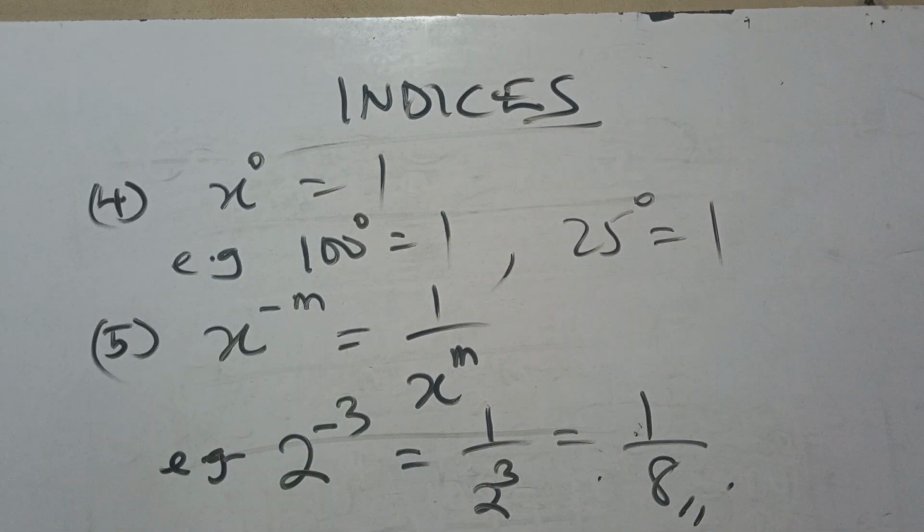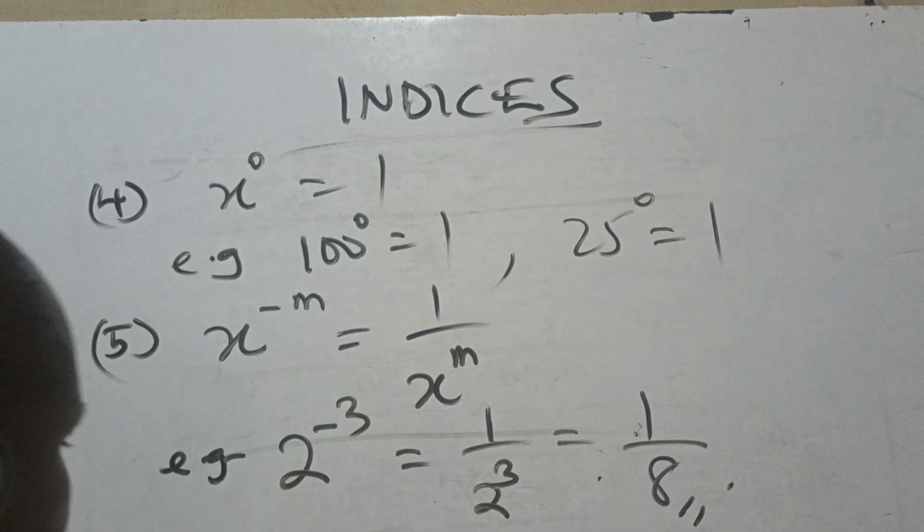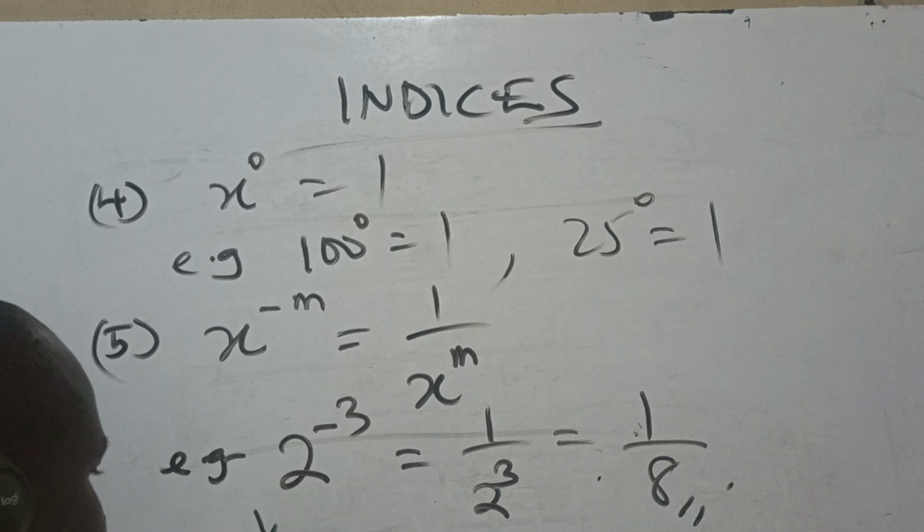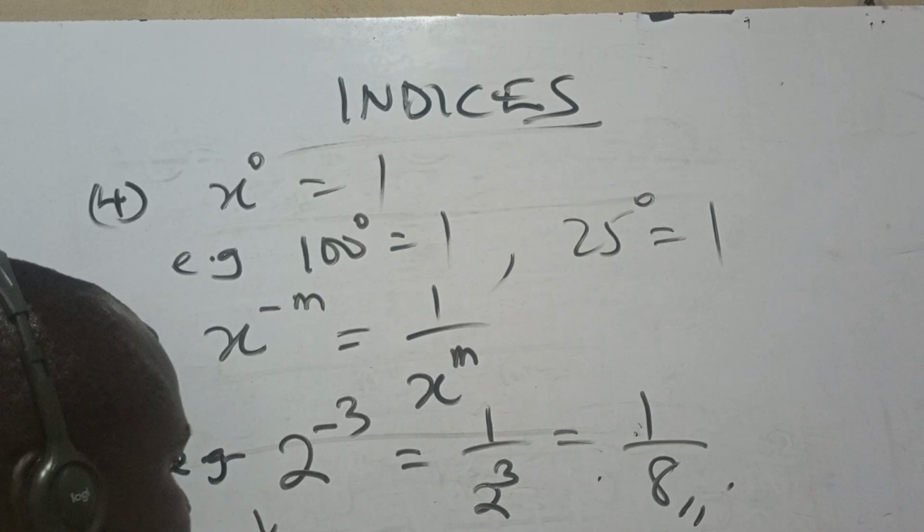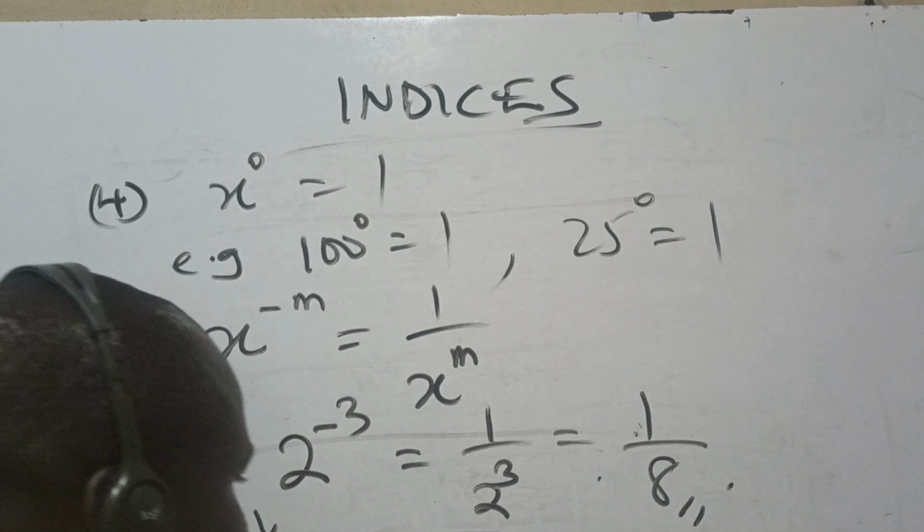Then the sixth law. The sixth law is when you have either square root, cube root, quart root, or what have you, or generally nth root. The law says that when you have s raised by 1 all over m, that is the same thing as saying you are finding the mth root of x.